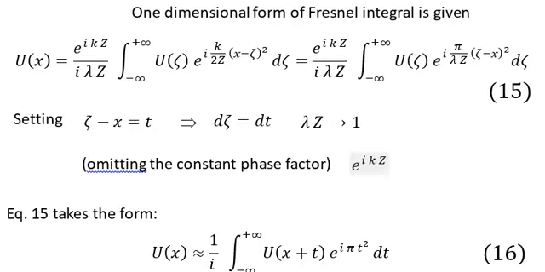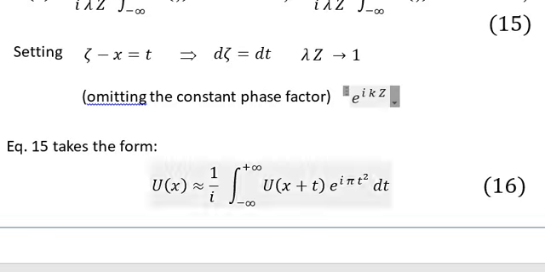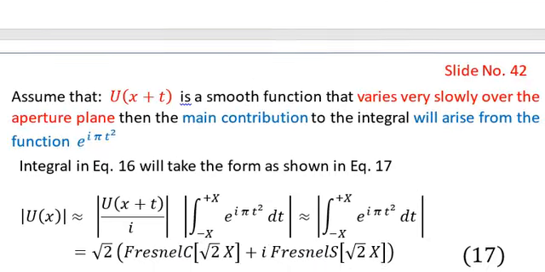So equation number 15 takes the following form given in equation number 16. u of x is equivalent to 1 over iota, single integral from minus infinity to plus infinity u of x plus t, e to the power iota pi t square, dt. So you see that we have written the integral number 9 in one dimensional form, so that the analysis becomes easier, because the plot of one dimensional quantities can be appreciated very well.